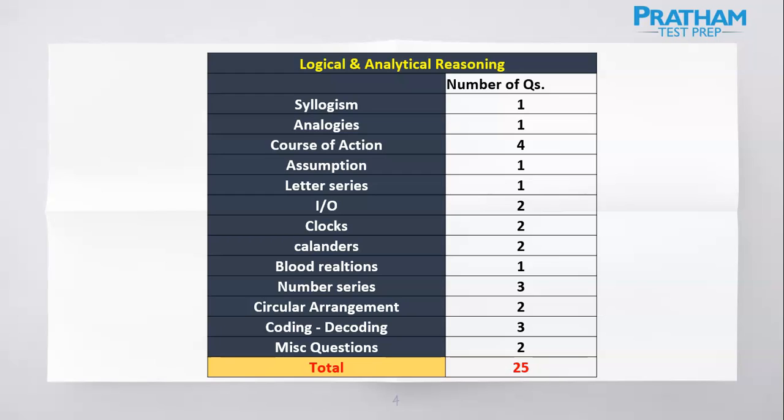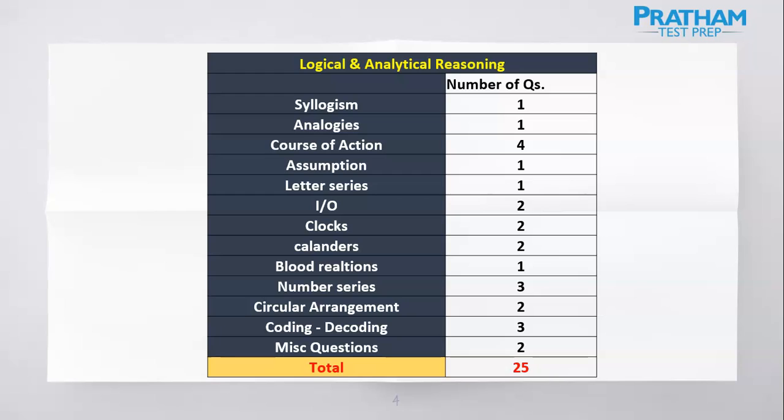As you had 4 questions on course of action, 1 question on assumption, you also had letter series, and input output as 2 questions, which are again easy to solve. Moving to clocks and calendars, 2 questions each, again easy to solve. Overall, if you talk about how the logical and analytical reasoning section was, one would say easy, provided one was prepared for it. Blood relations, again in a few seconds, not even 1 minute, 45 seconds, this question was easy to be solved.